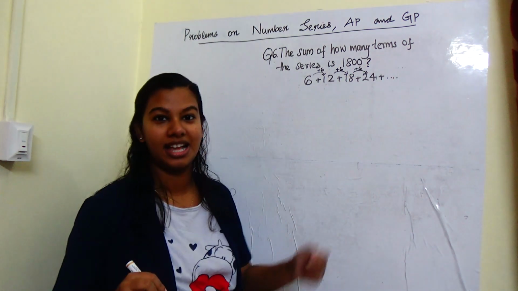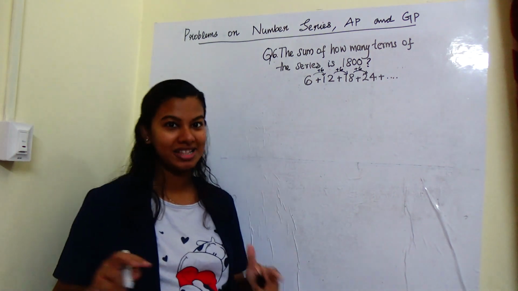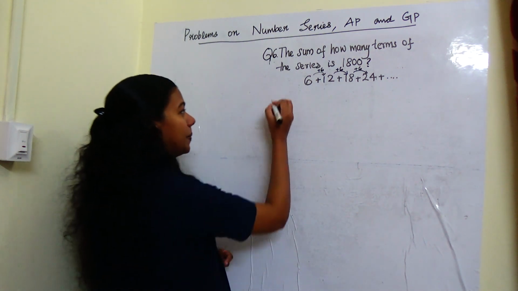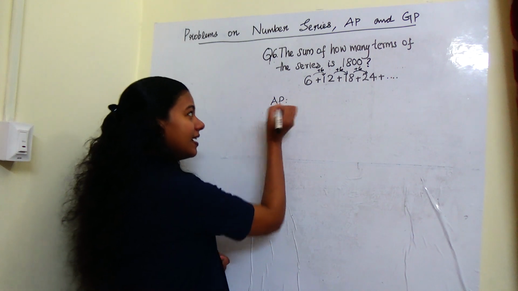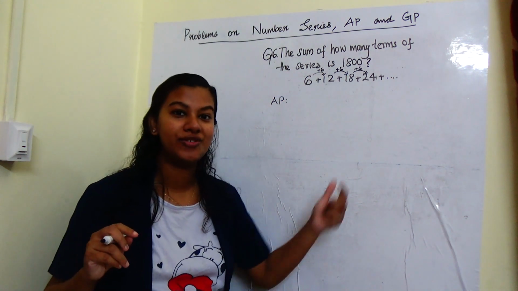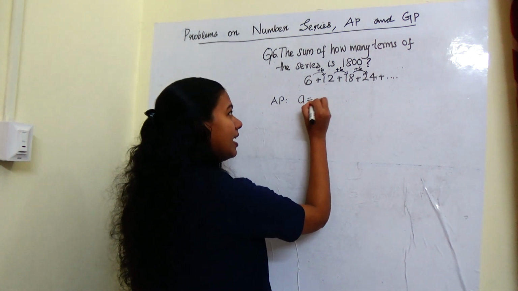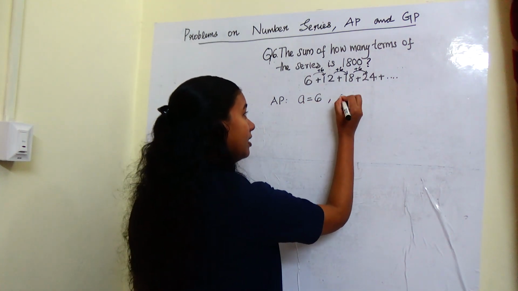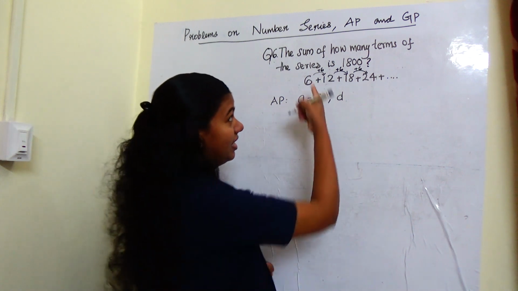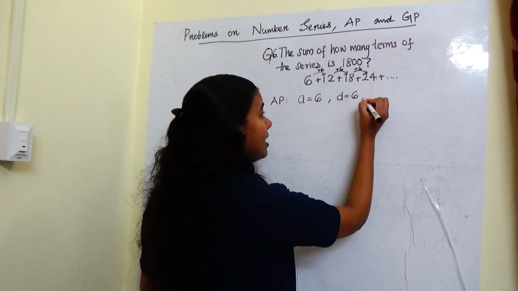And again if I add 6, I will get 24. So this is an arithmetic progression. Okay. So let's write down what all values we can take out from this pattern. That is, the first term, a will be equal to 6. The common difference d will be equal to 6.